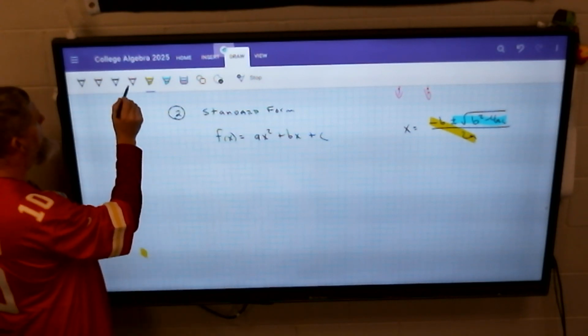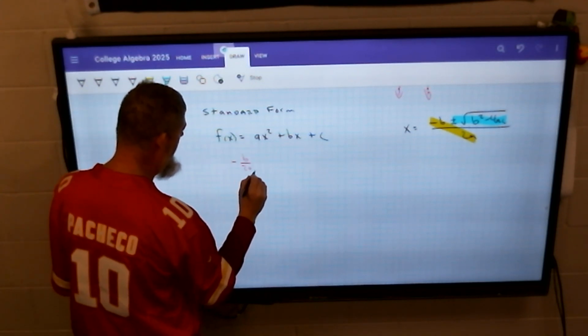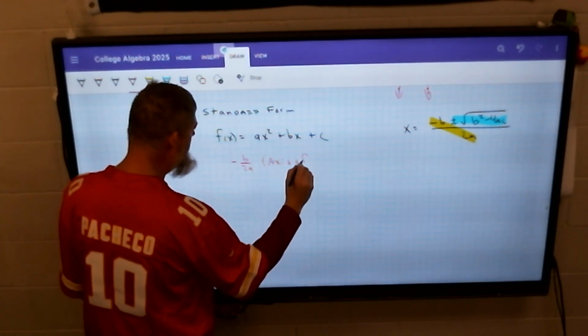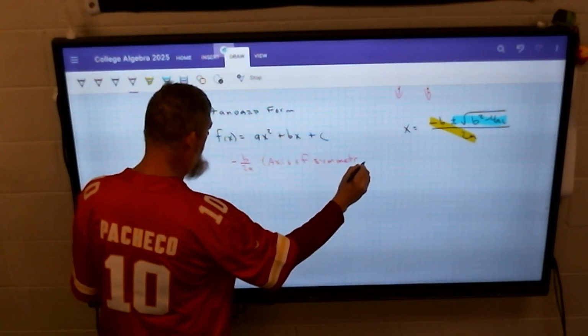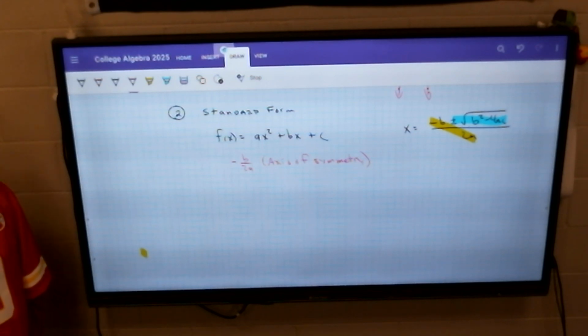Well, that, my dear class, negative b over 2a, is the axis of symmetry. Last time I'm going to write that out; I'm going to write AOS from now on, axis of symmetry, negative b over 2a. So if I want to find that axis of symmetry, I just do negative b over 2a. You don't have to do anything else. That's the formula for it.